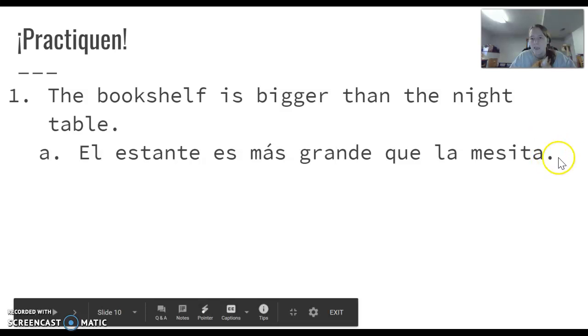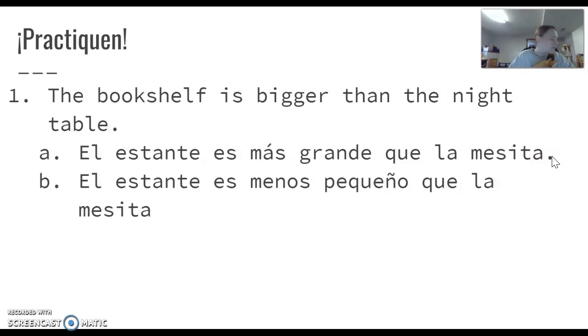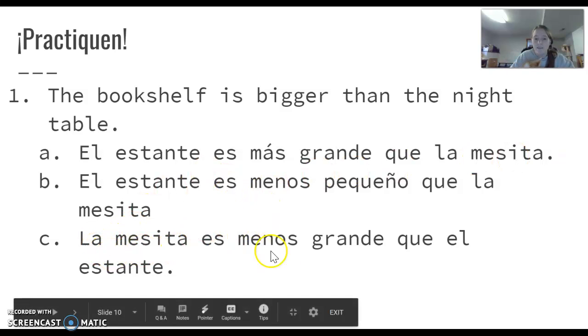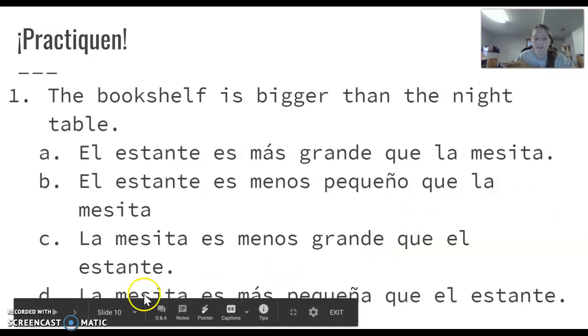This is what I would say 9 times out of 10. You can also say el estante es menos pequeño que la mesita. You could also say la mesita es menos grande que el estante. The night table is less big than the bookshelf. Or la mesita es más pequeña que el estante. La mesita, the night table, is smaller than the bookshelf.